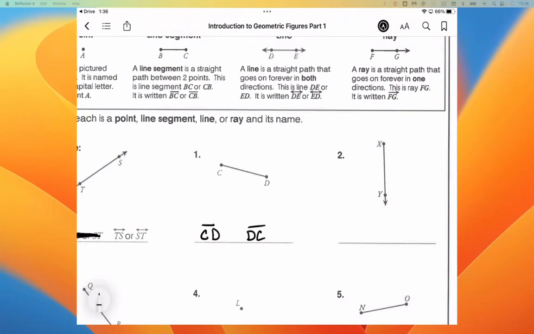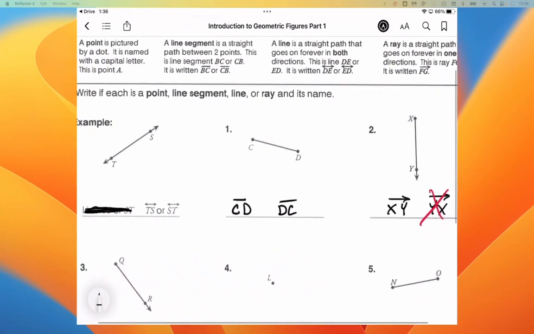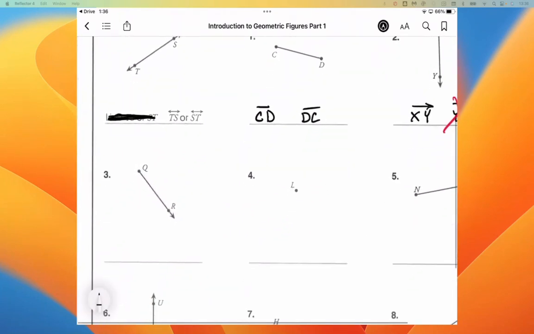It has to be read from the endpoint in the direction that it continues forever. So this is going to be ray XY with an arrow pointing toward Y because that's the direction that the ray is traveling. We cannot name this ray YX. That is not acceptable, and we are not going to do that. Okay. Moving on to the next ray, we have ray QR. Again, it's a ray, so it only has one name.